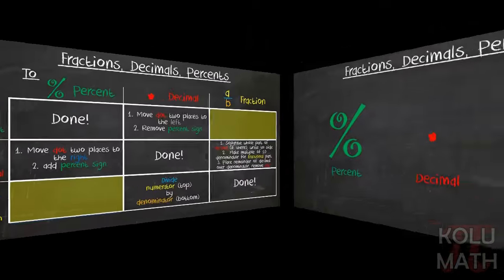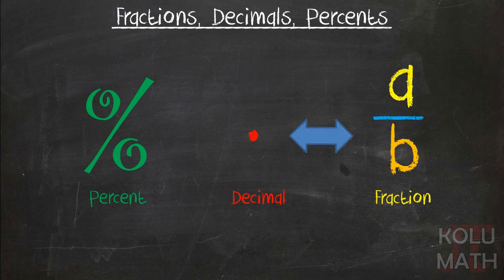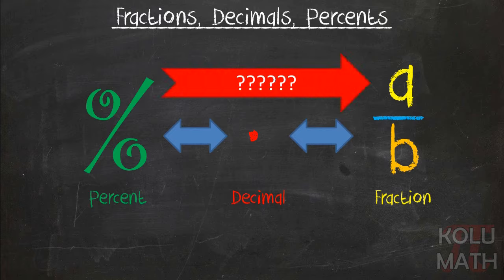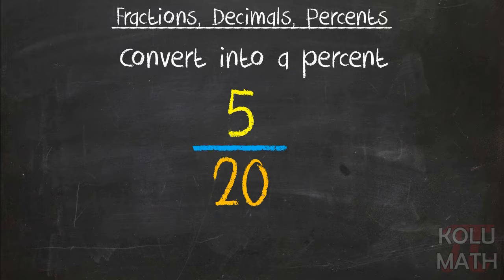Well, actually, you guys already know how to do these, because we've already seen how to convert a percent into a decimal, and we've already seen how to convert a decimal into a fraction. So if you're asking how would I get from percent to fraction, all I'd have to do is go from percent to decimal and decimal to fraction. It just takes 2 steps. And actually, if you remember, percent to decimal is not even really a step. All you're doing is moving the decimal point. So let's take a look at this in action.